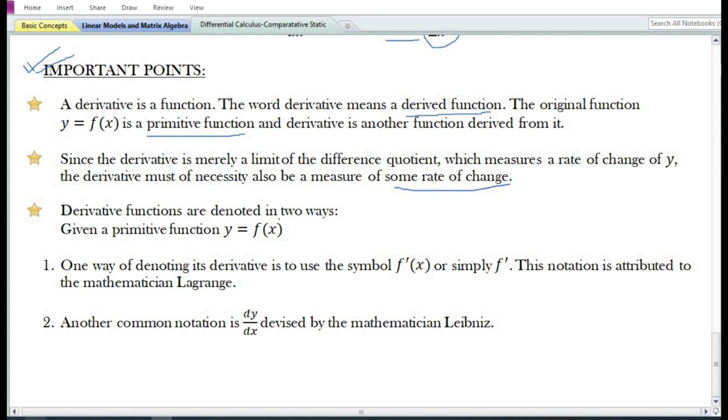Derivative functions are denoted in two ways. Given a primitive function y is equal to f of x, one way of denoting its derivative is to use the symbol f prime x or simply f prime. This notation is attributed to the mathematician Lagrange. Another common notation is dy by dx, devised by mathematician Leibniz.